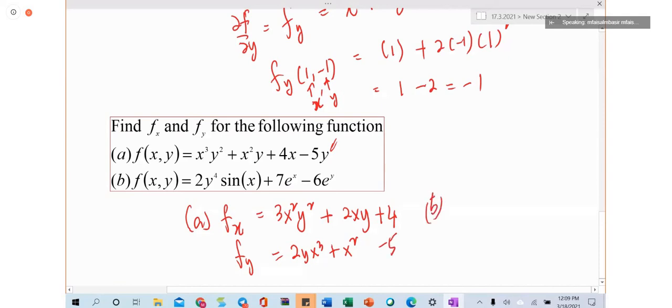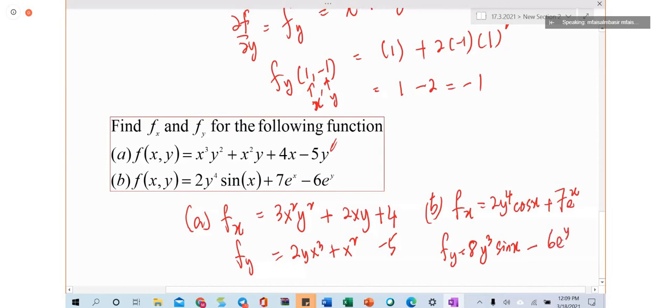For B, fx is 2y to the 4, sine will be cos x, they remain the same, and this will be 0. Fy will be 8y cubed sine x plus 0 minus 6ey. Check.